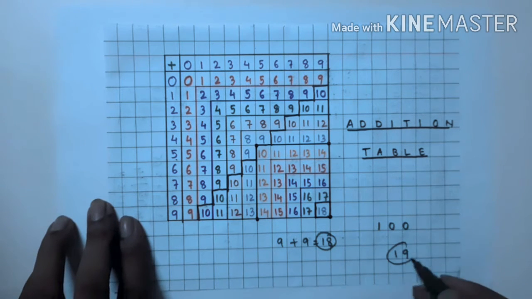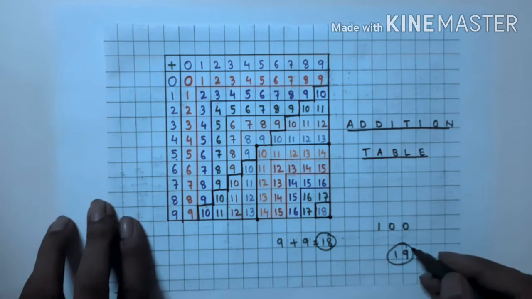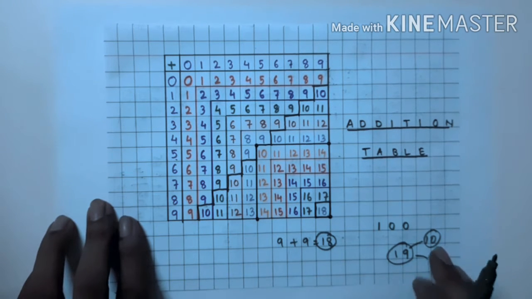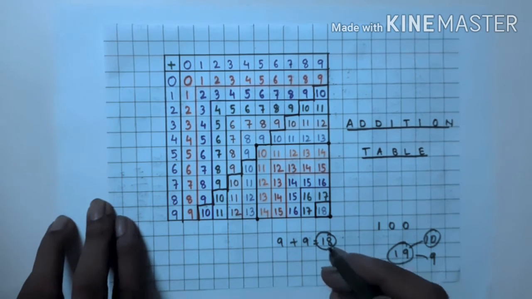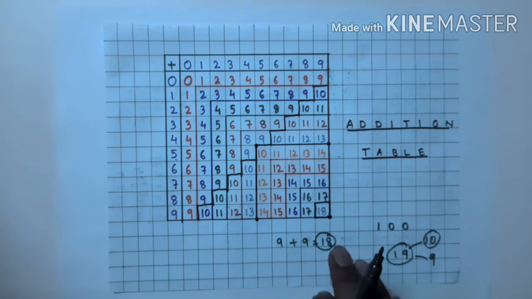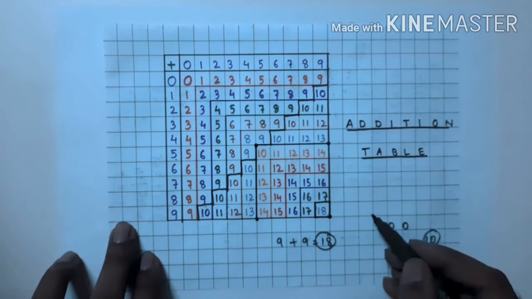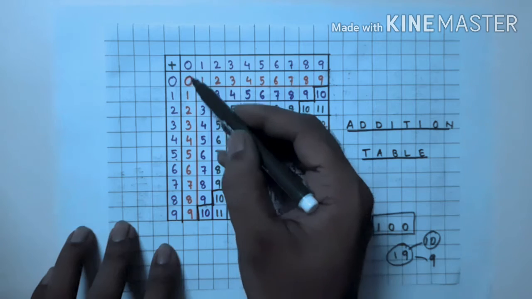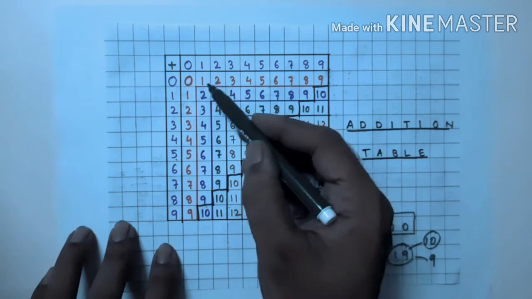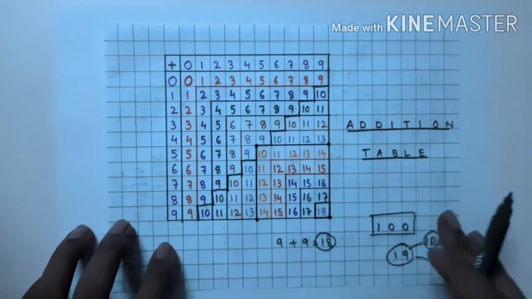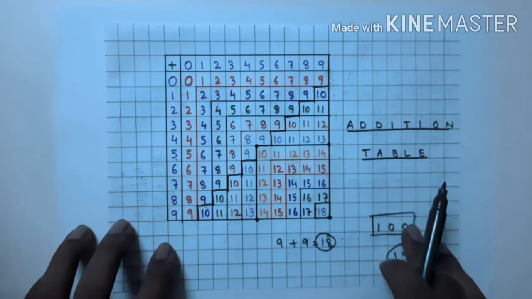After 18 we have 19. But 19 we get only when we add 10 and 9. Now 10 is not a single digit number, it's a two digit number. So 18 is the highest sum you will get when we add two single digit numbers. So total there are 100 combinations like this, like 0 plus 0, 0 plus 1, 0 plus 2, 0 plus 3 or 3 plus 1, 3 plus 2, like this. We have total 100 combinations.